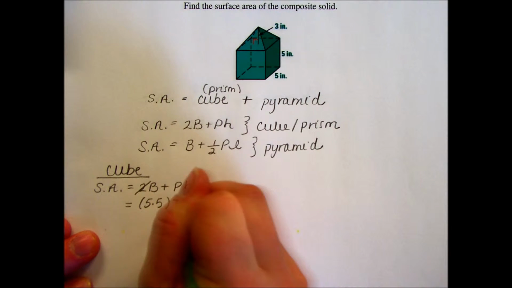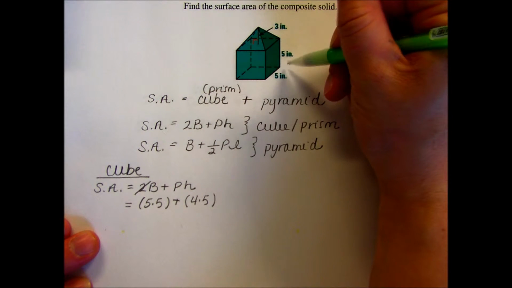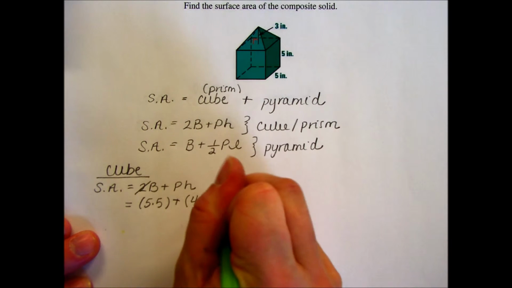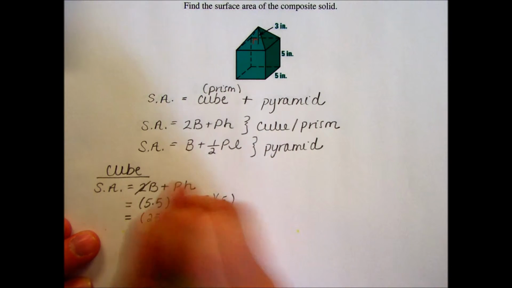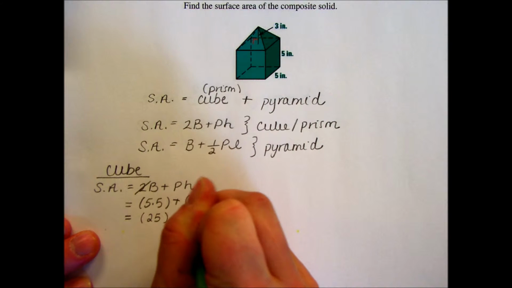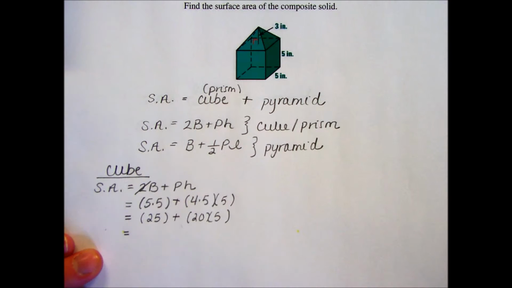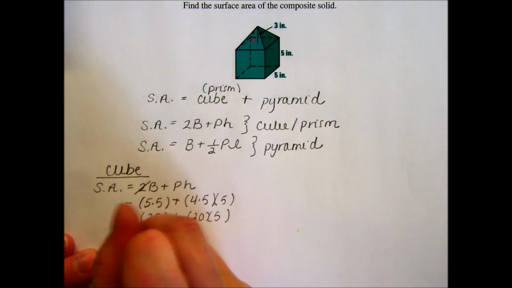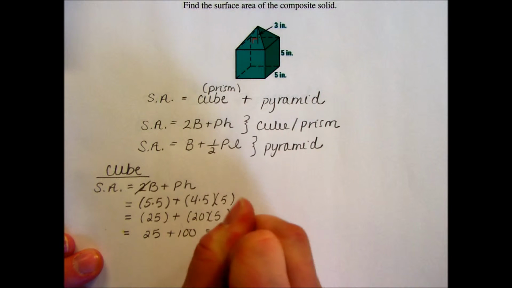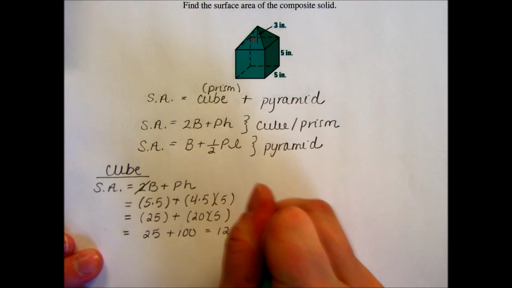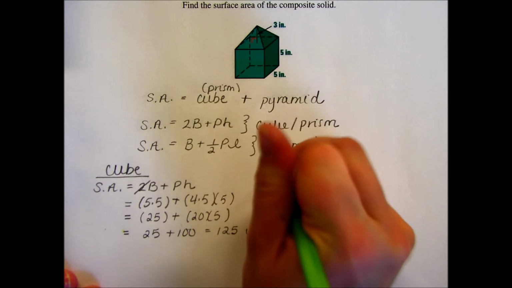So to find the area of the base, we would multiply 5 times 5. To find perimeter, we would multiply 4 times 5, and then the height is 5 inches. So when we plug all this in, we begin to evaluate. 5 times 5 is 25. 4 times 5 for perimeter is 20, and then bring down the 5 for height, and again, we're going to continue to evaluate this formula. So 25 plus, when you multiply 20 times 5, you get 100, so you add up 25 plus 100 to get a total of 125 inches squared, and that is the surface area of the cube portion of the composite solid.